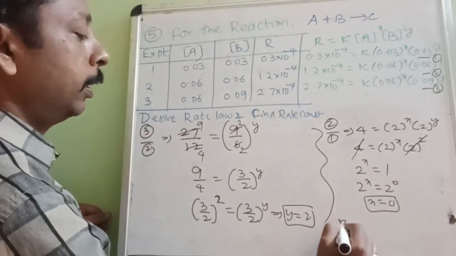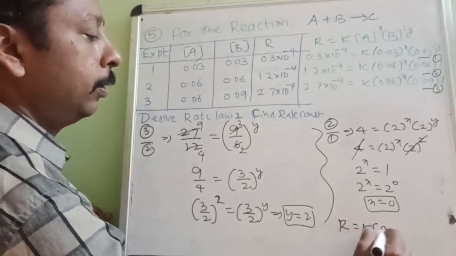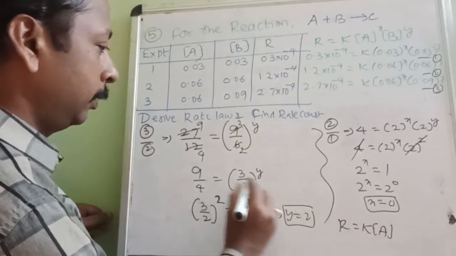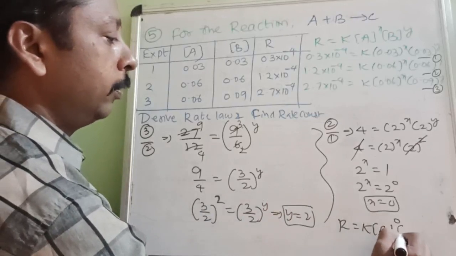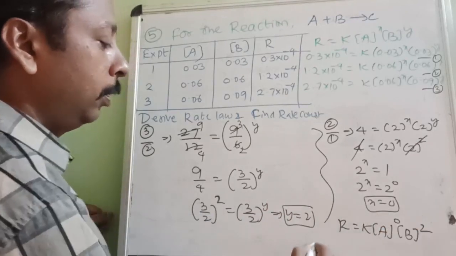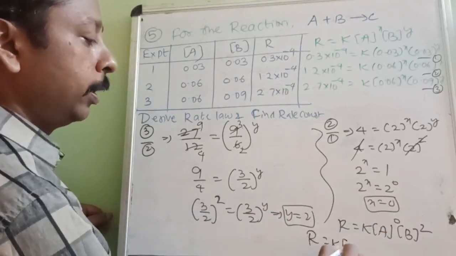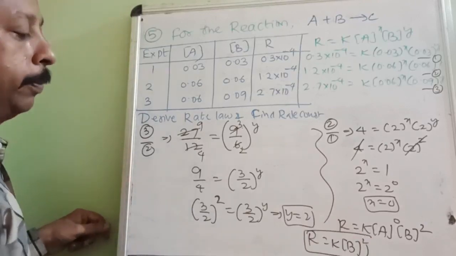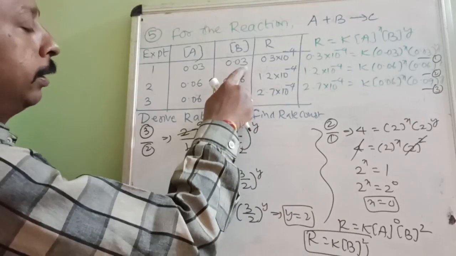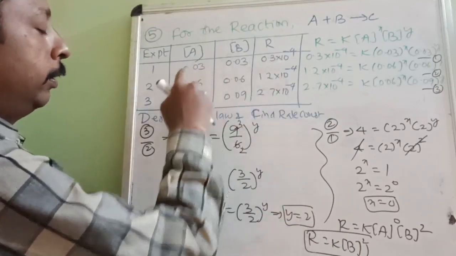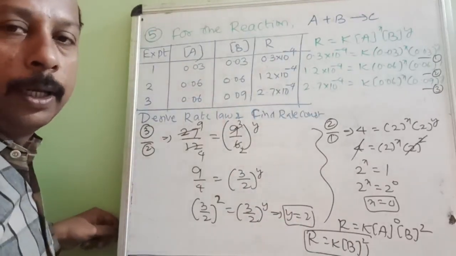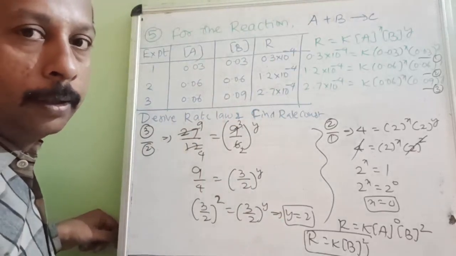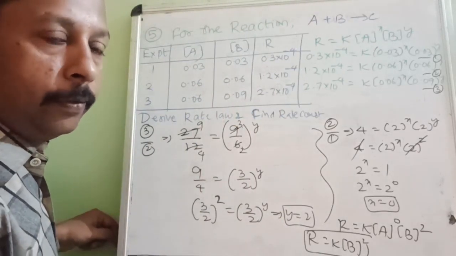Rate law will be r is equal to k into a to the power of what is x value? 0, b to the power of 2. So r is equal to k into b square. Okay. Now you can put b value here, r value here, then you will find out the k value. Can you find out k value or not? You can. Okay, I think you will be doing it.